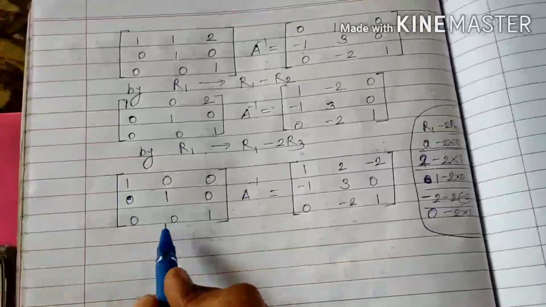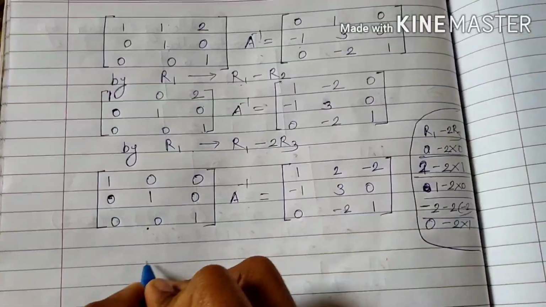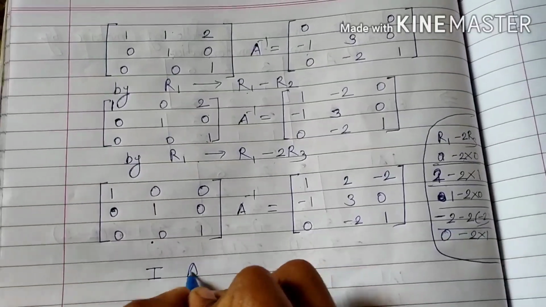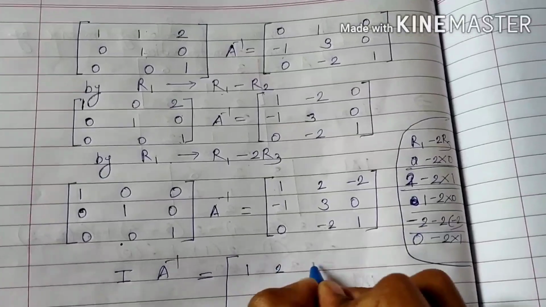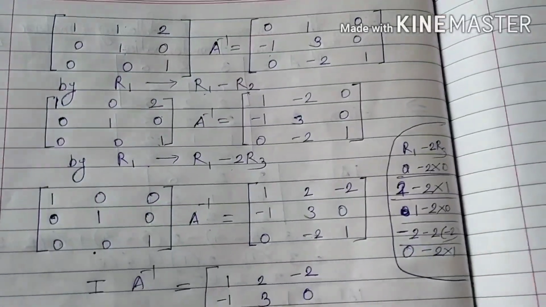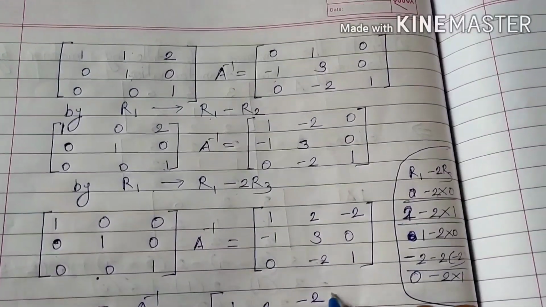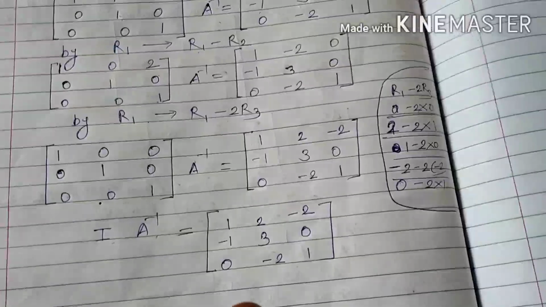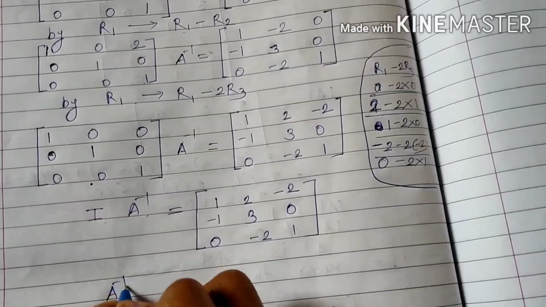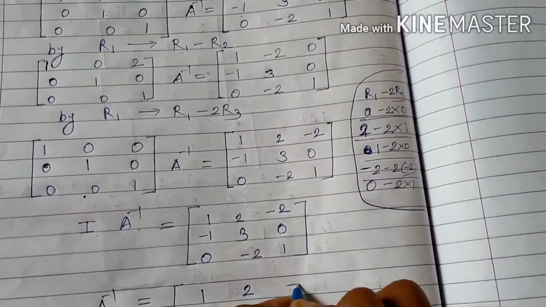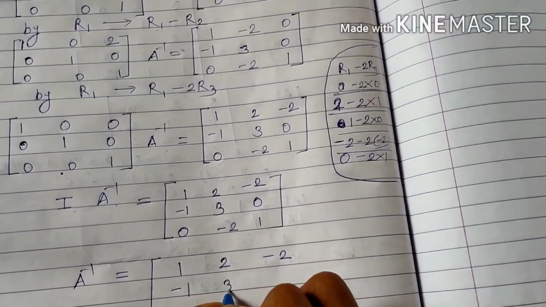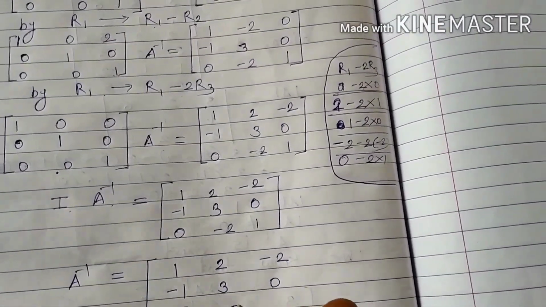Now here it is the identity matrix, so write I into A inverse is equal to minus 1 3 0 0 minus 2 1. I into A inverse is A inverse, so the final answer is A inverse is equal to 1 2 minus 2, minus 1 3 0, 0 minus 2 1.